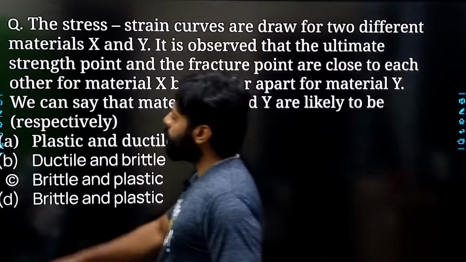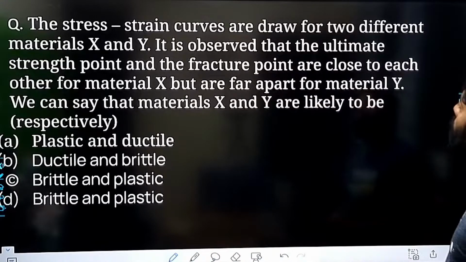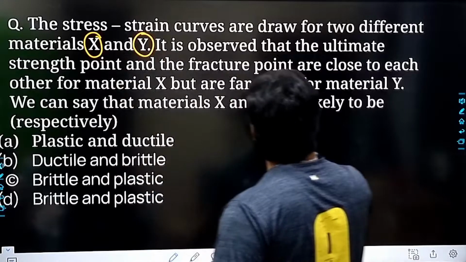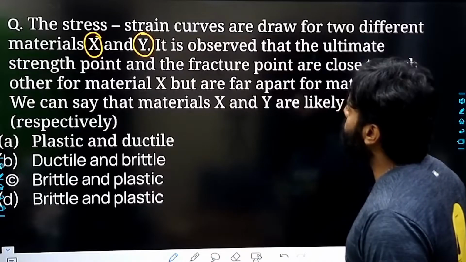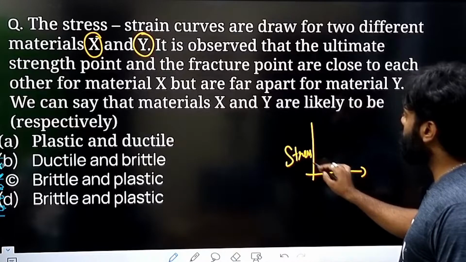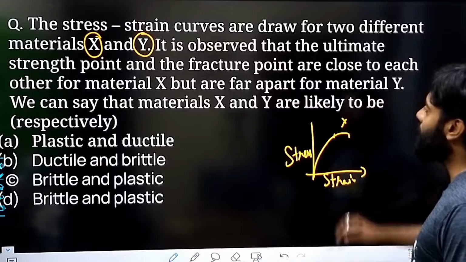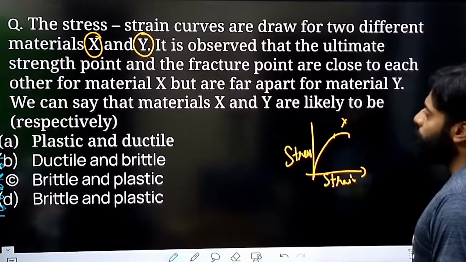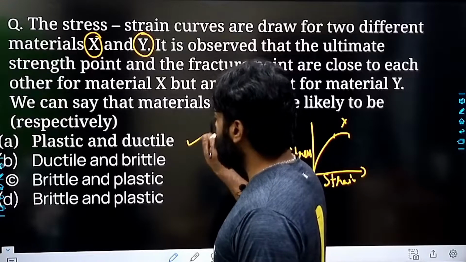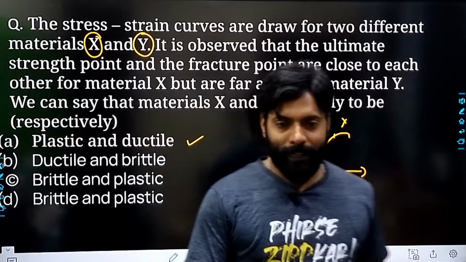Okay, this is the question. The stress strain curves are drawn for two different materials, X and Y. It is observed that the ultimate strength point and the fracture point are close to each other for material X. If we draw the stress strain curve, it is saying that the ultimate breaking point is very close for X. So we know that it is brittle, right? But far for material Y, so material Y is ductile. We can say plastic and ductile.